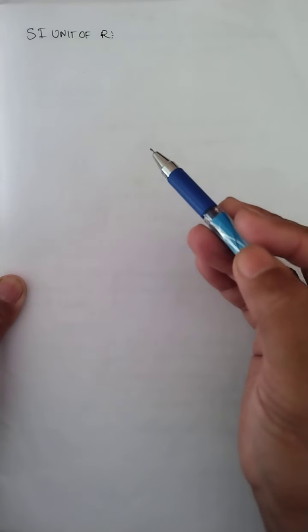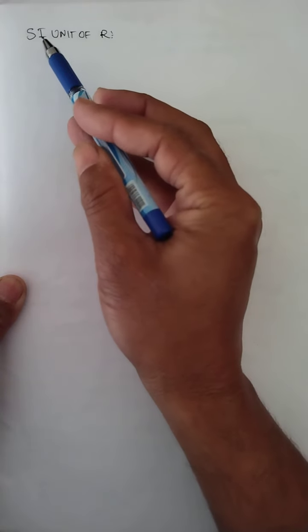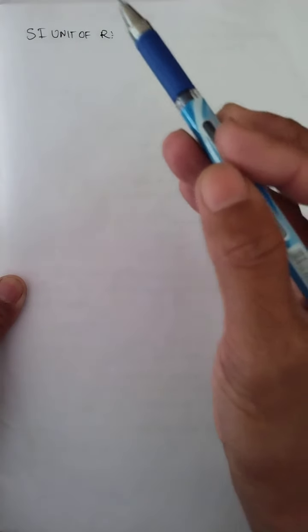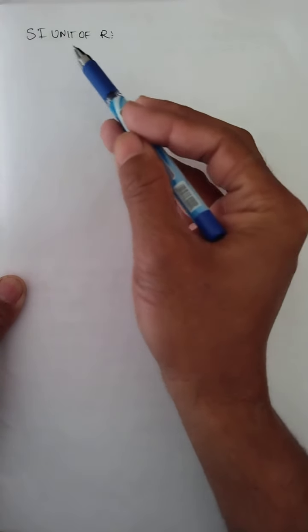Today we continue with the new unit which we had already started in the last class, that is behavior of perfect gas and kinetic theory of gases. This is unit number 9 and only one chapter. Now in this particular class, we start with the SI unit of what?